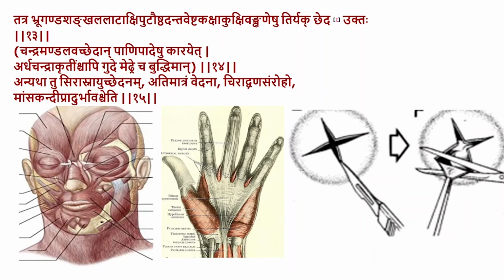Now, whenever you make an incision in a specific anatomical area like around the orbits, or over the face, the facial area, the incision has to be oblique, and in the gum as well as in the axilla and in the inguinal area, the incision has to be oblique. Tiriyak chedah uktah. Now, why? The reason is very important and very critical issue.